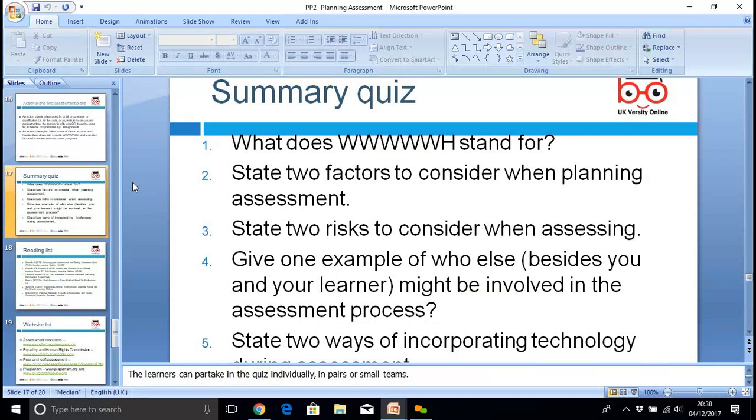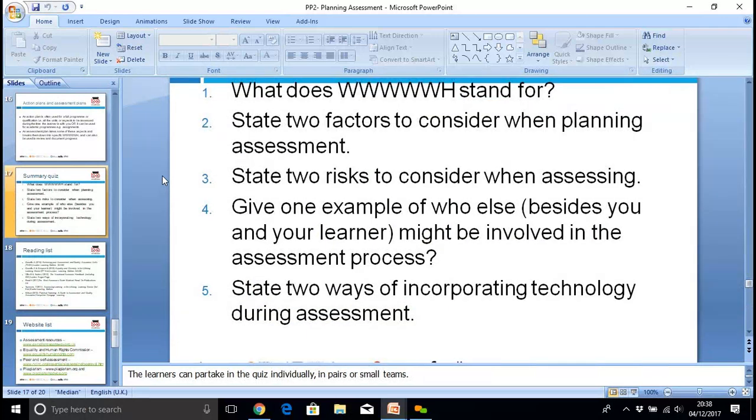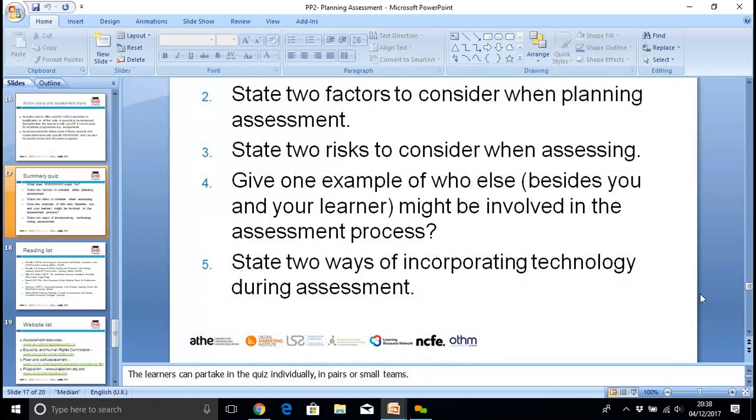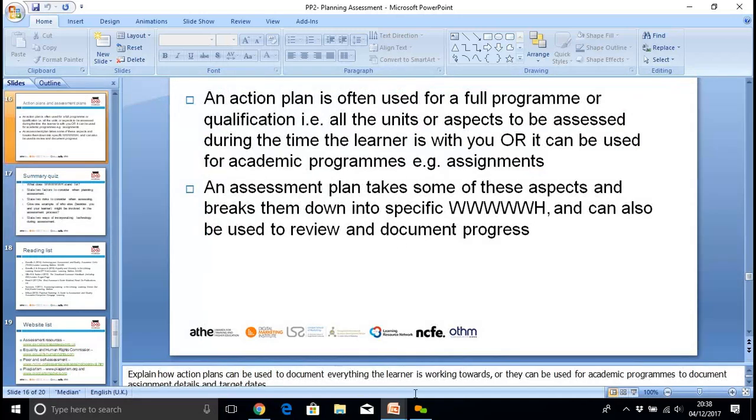So, some questions for you. What does 5 W's and an H stand for? Name 2 of the factors you need to consider when planning assessment. Can you state 2 risks to consider when assessing? Give 1 example of who else besides you and your learner might be involved in the assessment process. State 2 ways of incorporating technology during assessment. It's not too difficult, and I think you can all manage that very easily.